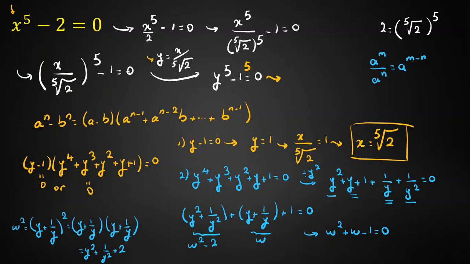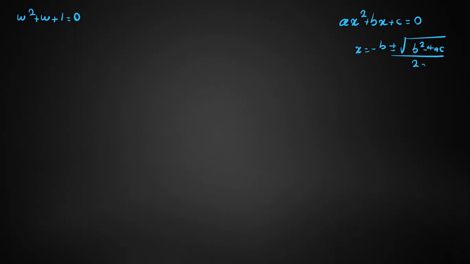Now, here, it is a quadratic equation. w squared plus w minus 1 is 0. So let's write it. If we use a quadratic equation, ax squared plus bx plus c equal to 0, the formula is that x equal to negative b plus or minus the square root of b squared minus 4ac, all over 2a. And if you check here, a is 1, b is 1, c is 1.